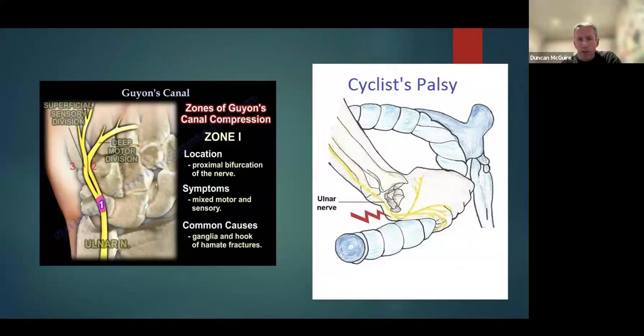But always just treat it conservatively. It almost always gets better on its own. There's no room to go and decompress the nerve. It's unnecessary. And it's basically caused by just continuous pressure on the handlebar between the hook of hamate and the motor branch.